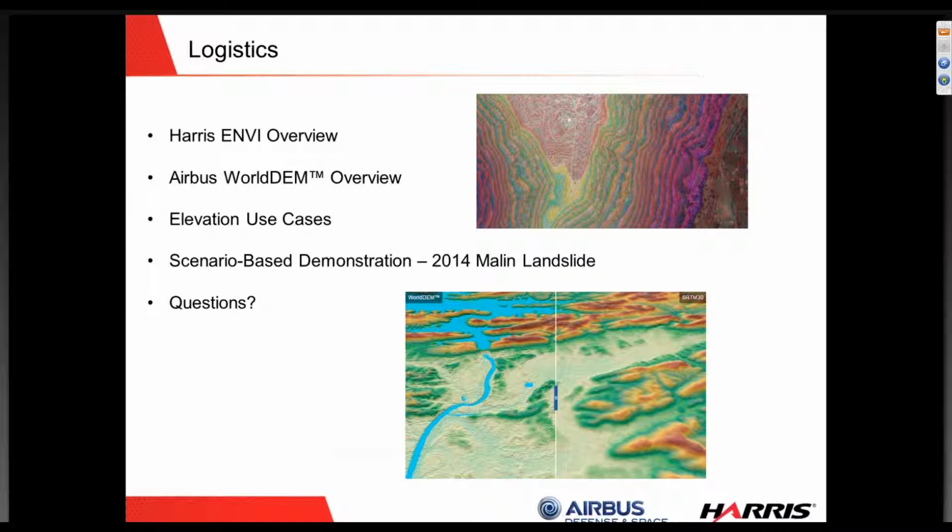I'm going to begin by giving a quick overview of ENVI image analysis software, the different types of data that we work with, and the different types of analysis we can do with it. And then I'm going to pass it over to Gertrude. She's going to discuss Airbus data products and the WorldDEM product and some of the advantages there. And then she's going to talk a little more about some of the use cases for elevation information and how it can be used to solve some real-world problems, using this specific data set.